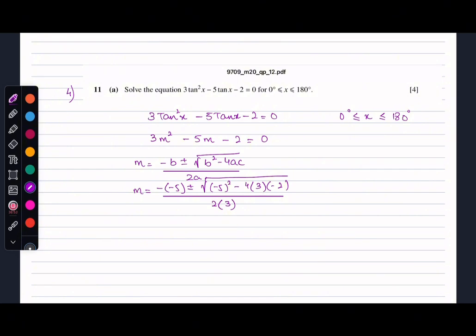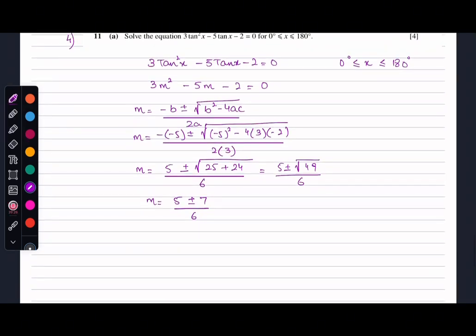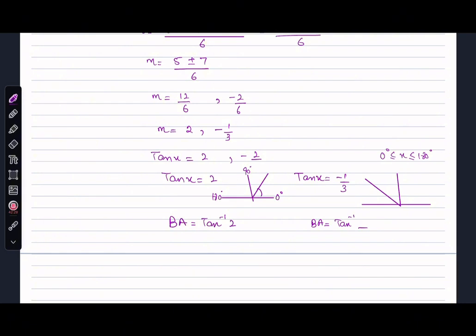A value here is a positive 3, therefore solving it further I should get 5 plus minus the square root of 25, minus into minus will be a plus 4 times 3 times 2, that gives me 24, divided by 2 times 3, which is 6. So here I can say it's 5 plus minus the square root of 49 divided by 6, or further I can say it's 5 plus minus 7 divided by 6 here. So I shall be getting two values of m. Therefore, in this case, it's the basic angle, or it's actually the x value here.